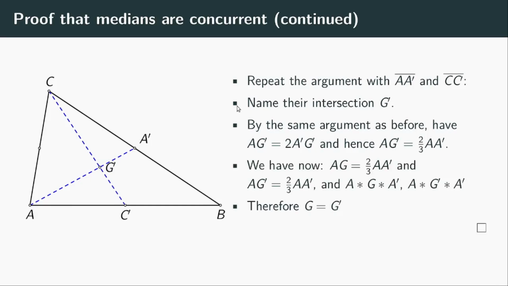So now we have that AG, right? G is a point on this line AA'. AG is 2/3 of the way from A to A', but also AG' is 2/3 of the way from A to A', and both G and G' are between A and A'. So that gives us that G equals G', and hence all three medians intersect in the same point, which is both G and G'.